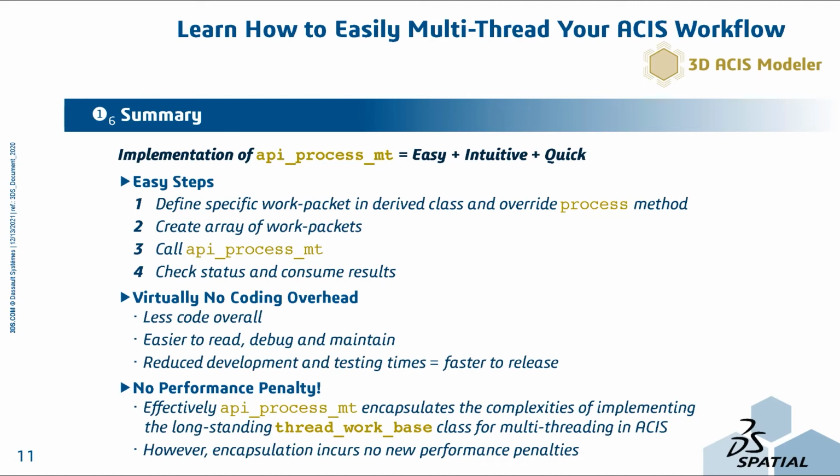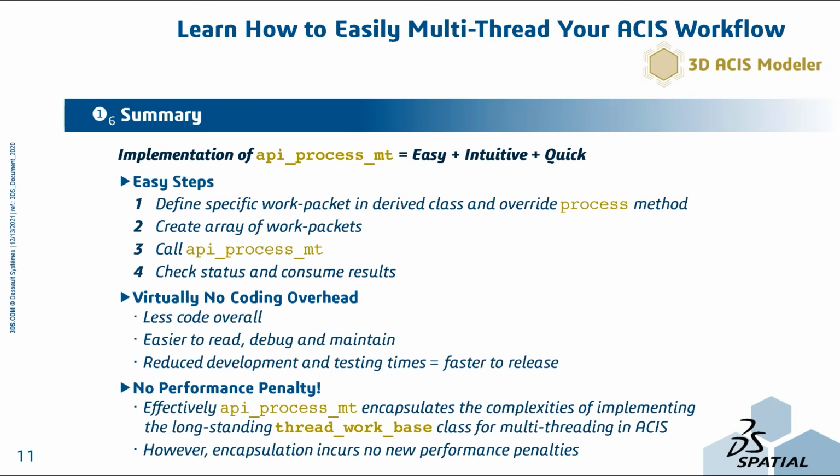Second, instantiate and initialize an array of work packets. Third, call the new helper function API process MT. Fourth, check status and consume the results. The new interface entails virtually no coding overhead. In fact, compared to the existing interface, there is actually less code, which means that it is easier to read, debug, and maintain. As a result, developers of ACIS-enabled applications can incorporate multi-threading of ACIS-centric tasks quicker, resulting in faster time to release.